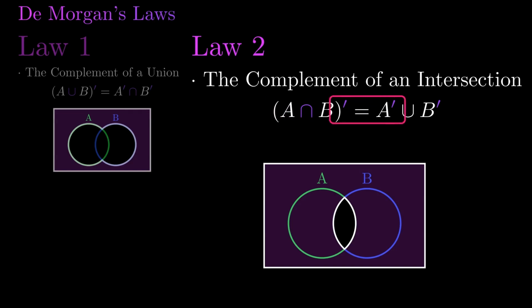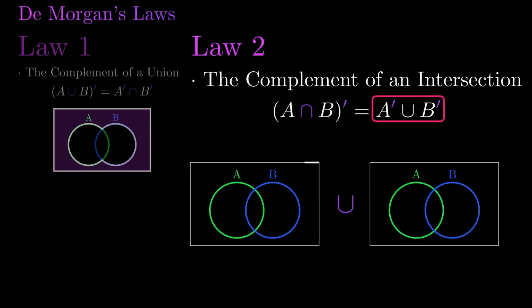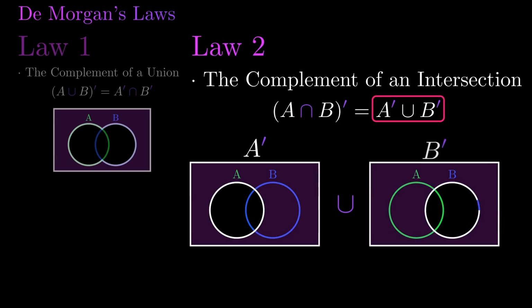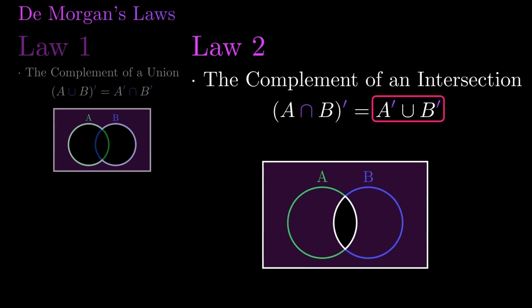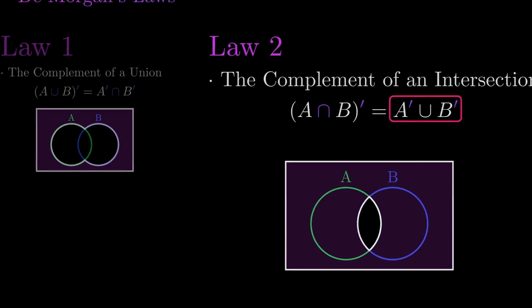The right side, A prime union B prime, means first find the complement of A, everything outside A, then find the complement of B, everything outside B, finally find the union of those two areas, combine everything. If you shade everything outside A and also shade everything outside B, the only part you've left unshaded is that middle intersection. So, how do we use this in the real world?